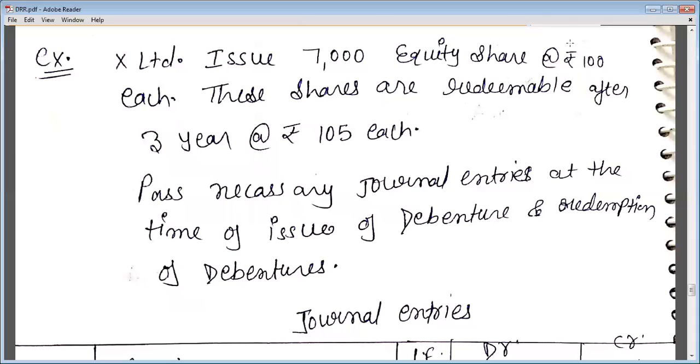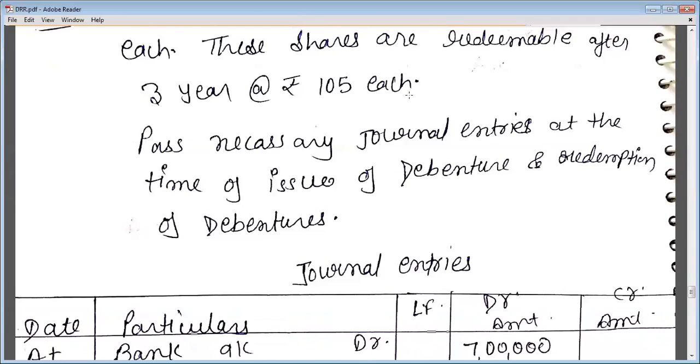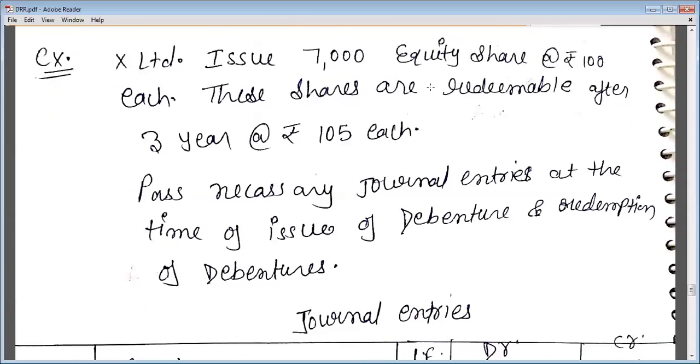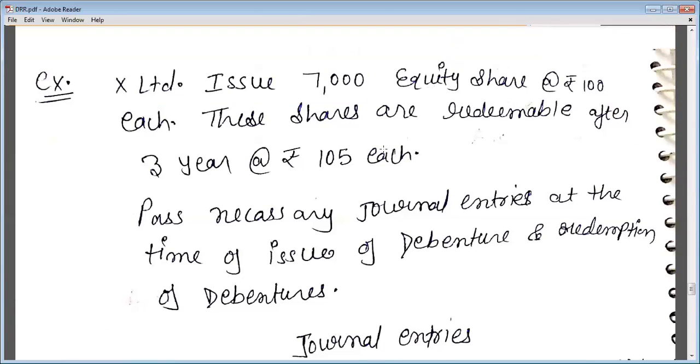Okay, so the condition is when debentures are issued at par and redeemed at premium. Sorry, I rectify this. This is not equity share. This is debentures. 7,000 debentures at rupees 100. Sorry, just rectify it. This is debentures.